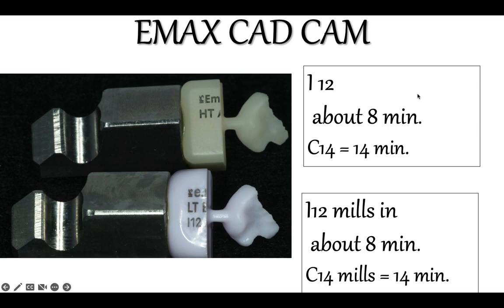For example, also maybe something important for you to know is that if you decided to use an I-12 block, that normally mills in about 8 minutes. And if you decided to do a C14 block, it lasts a little bit longer, like around 14 minutes. So this is more for a large restoration. But sometimes if you have a molar but you have an onlay instead of a crown, then sometimes you can go for the I-12.